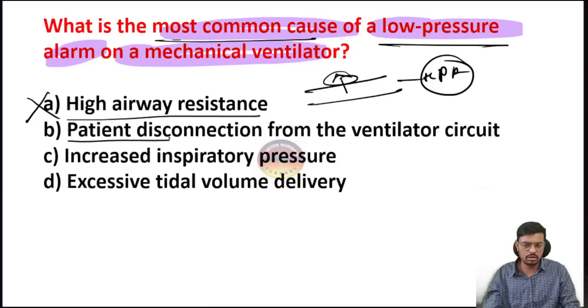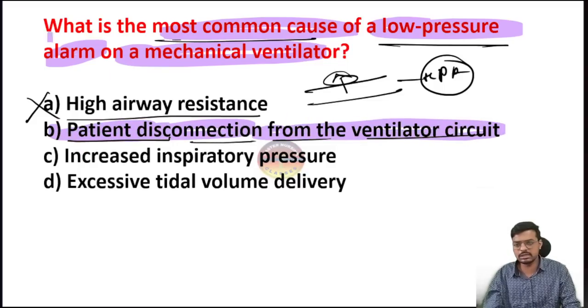Then comes the next option: patient disconnection from the ventilator circuit. Yes, the patient tube is disconnecting from the ventilator circuit, and because of this disconnection the air is leaking. Air leaking means the pressure in the tube is decreased, so the low pressure alarm will be generated here. So this is our correct answer.